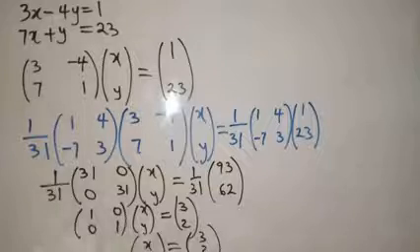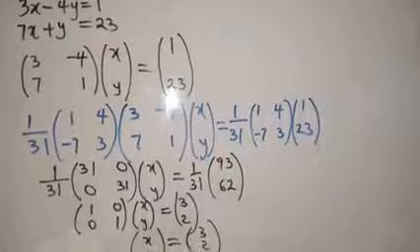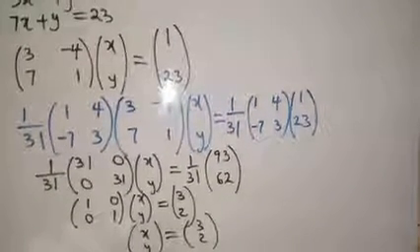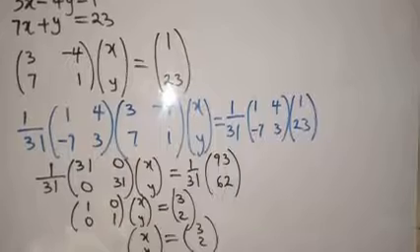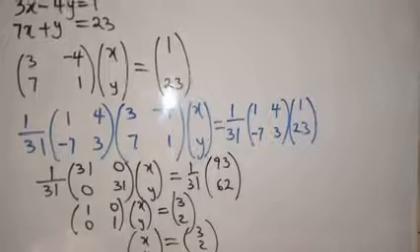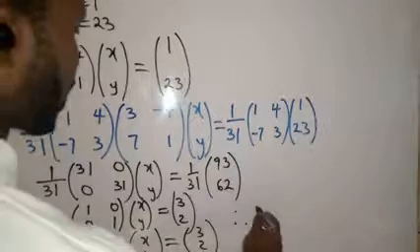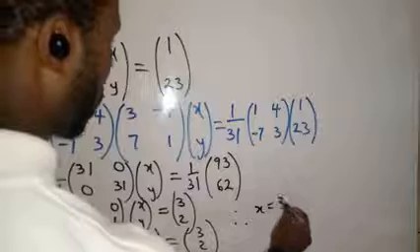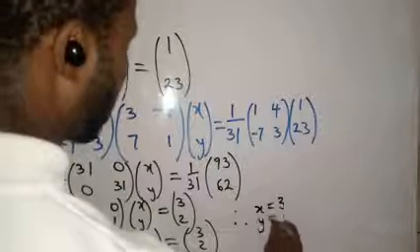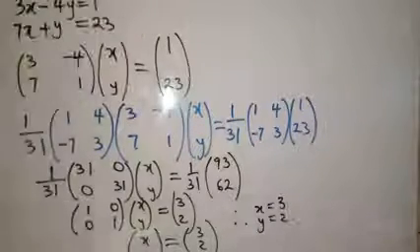x, y being equal to 3, 2. So from here we can now conclude that our x is equal to 3 and our y is equal to 2. Therefore, x is equal to 3 and y is equal to 2. And that's how to go about it.